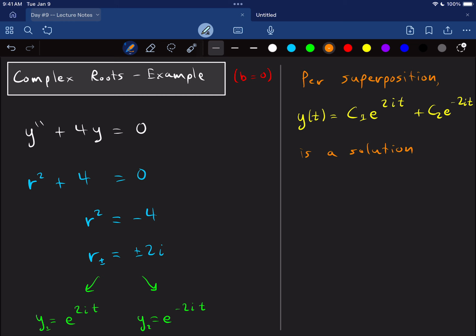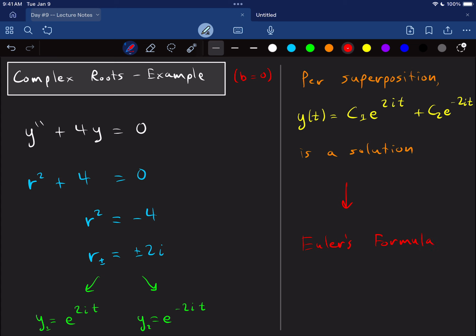But that's a solution that has complex letters in it. I don't like that. You could technically box this and it's a right answer, but it's not something that anybody, myself included, is going to accept as an answer because it does not look real. It is real, but it does not look like it. So what we're going to do to fix this is use Euler's formula.